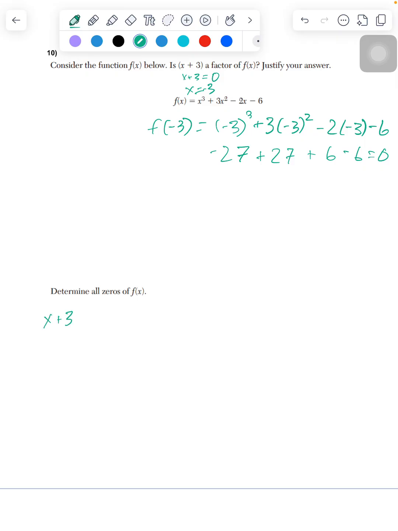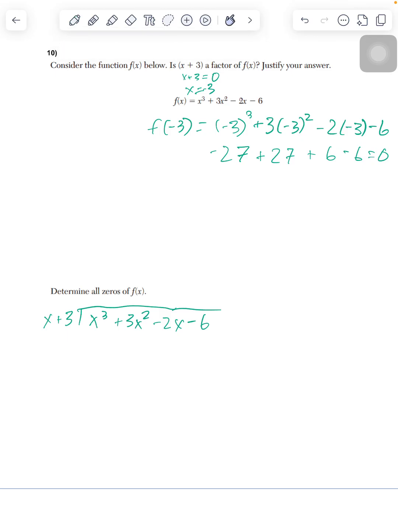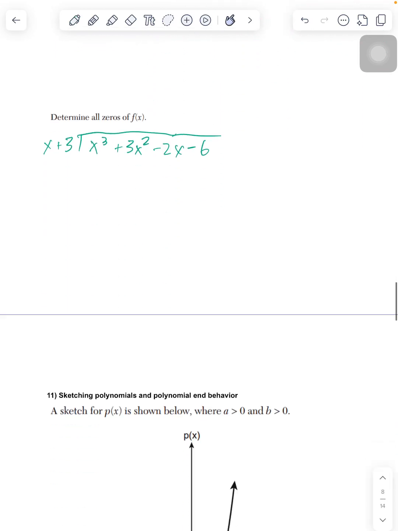So x plus 3 into x cubed plus 3x squared. Just do it like last time. You'd find the quotient, you'd factor the quotient, and then you would find what the zeros are. Because it's just like the last one, I'm not going to go through it. It's the same exact process.